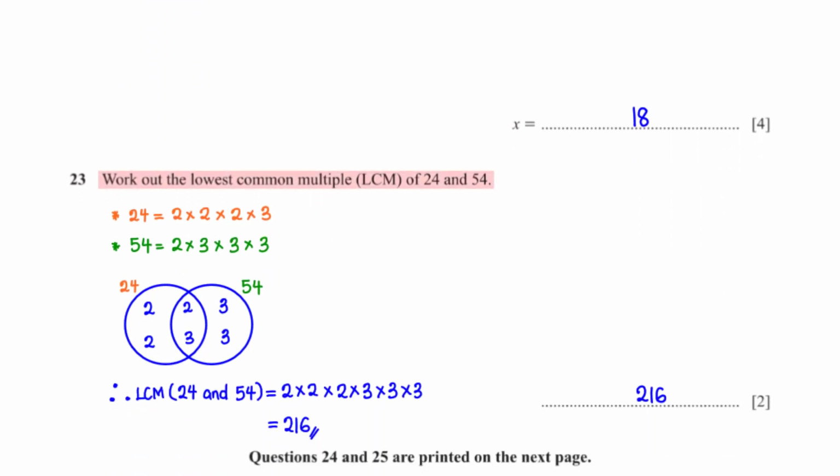Work out the lowest common multiple of 24 and 54. First, we need to list 24 and 54 as a product of their prime factors. Then we map their prime factors on a Venn diagram. The LCM of 24 and 54 is the product of all the elements in the Venn diagram, which is equal to 216.